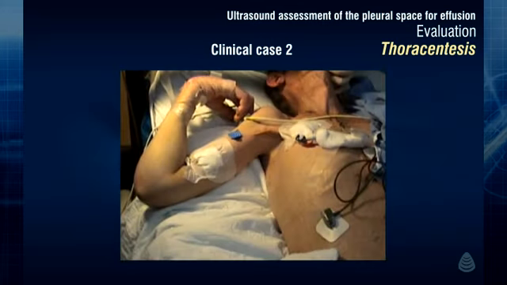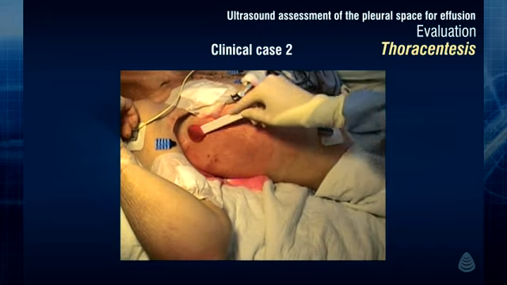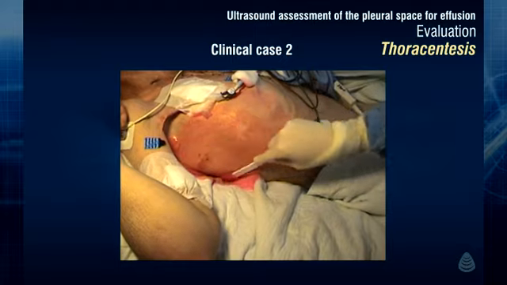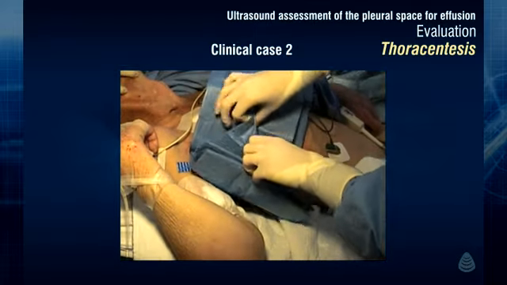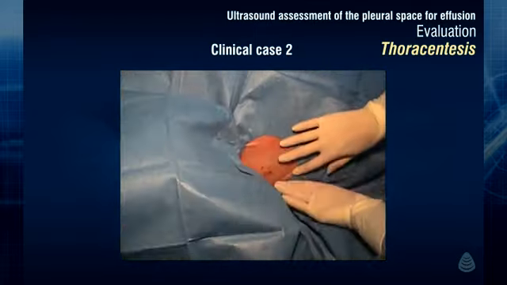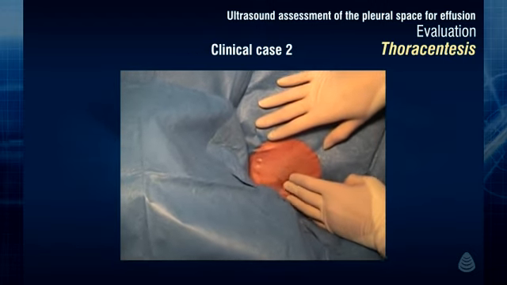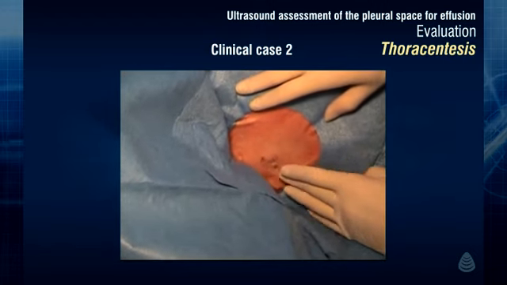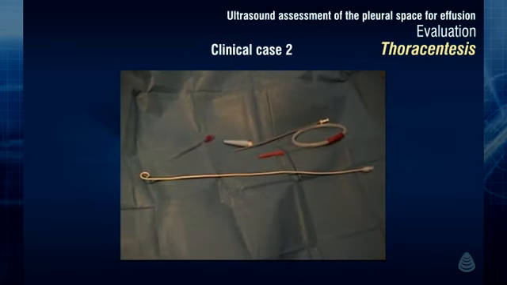Identification of a safe needle entry site and ideal needle angle and trajectory are carefully done as previously discussed, and the patient is then ready for thoracentesis. The patient is positioned with his arm up and the head of the bed elevated at approximately 20 to 30 degrees. The area where the thoracentesis will be performed is prepped and draped. The pigtail catheter kit is prepared.